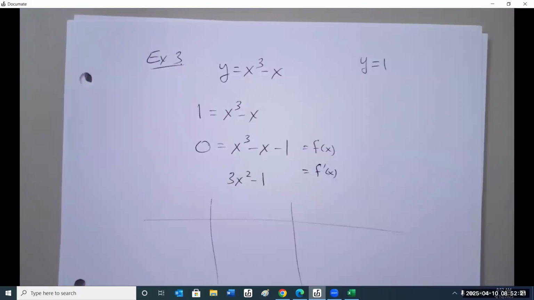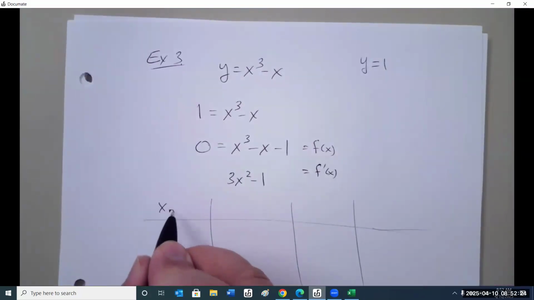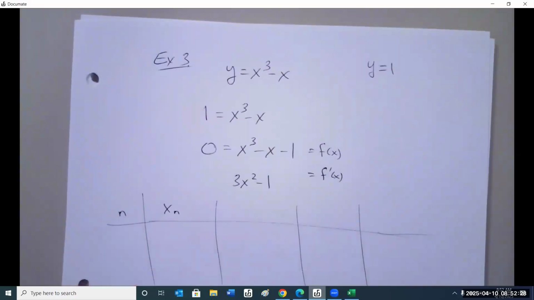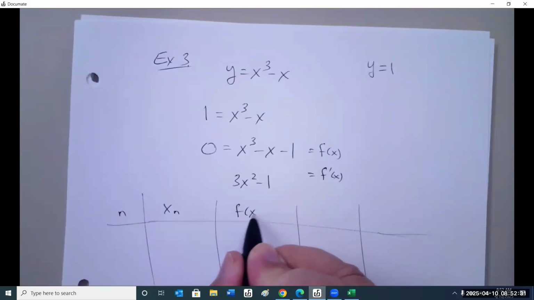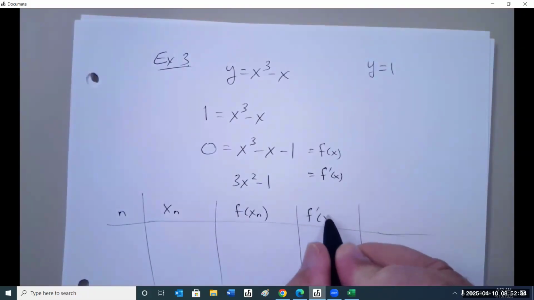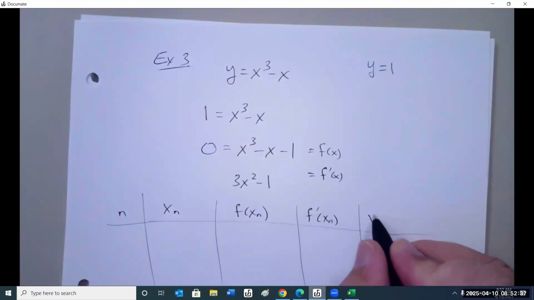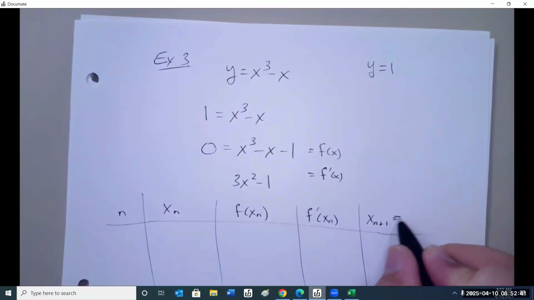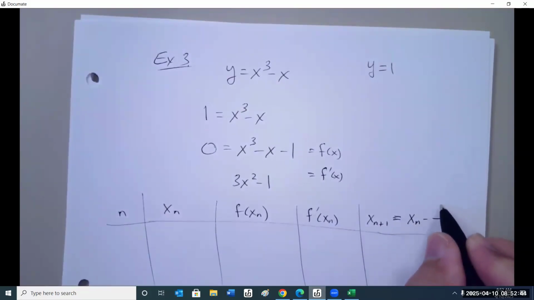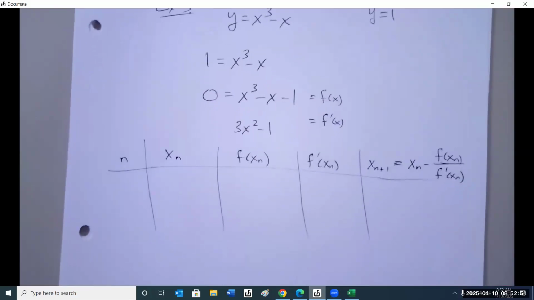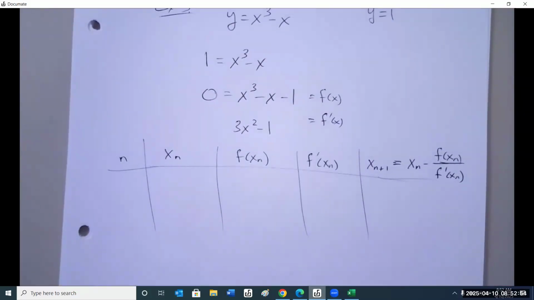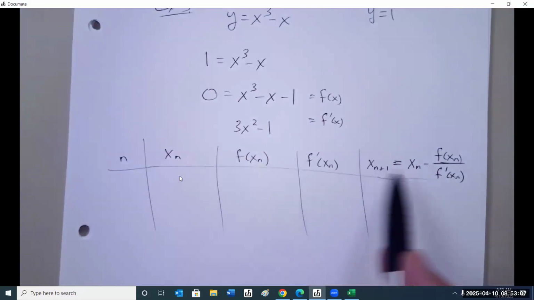So if we're going to do this, we have to figure out here's our n, x sub n, our f of x sub n, our f prime of x sub n, and then the next one, which is xn minus f of xn over f prime of xn. So these are the columns you have to set up in Excel.